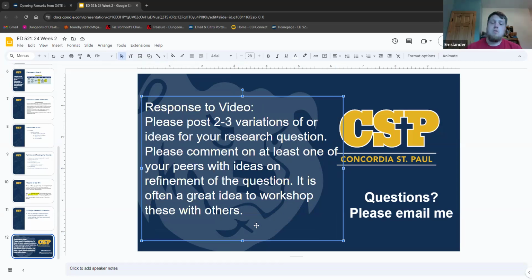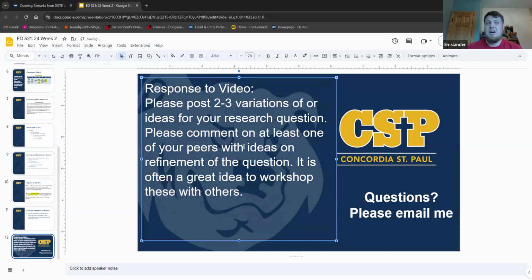I will say for my own dissertation, the core focus stayed the same, but the question probably changed about 10 to 15 times before it was finalized. And most of that was just changing a word here or a word there to be clearer while trying to stay concise and not have a 6-sentence long research question.